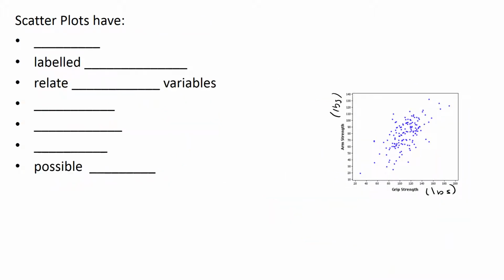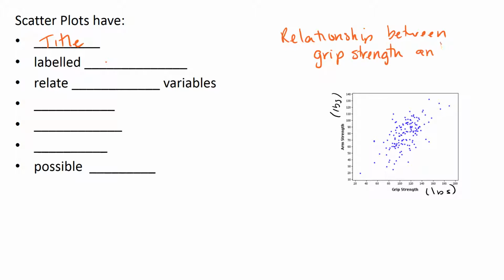So let's take a look at some other characteristics that scatter plots have. Every scatter plot needs a title. This one's missing its title, so we're going to add it. It's the relationship between grip strength and arm strength. The axes have to be labeled, so labeled with the numbers on the scale, with the name of what you're measuring, and the units. So labeling means three things: units, numbers, and name.